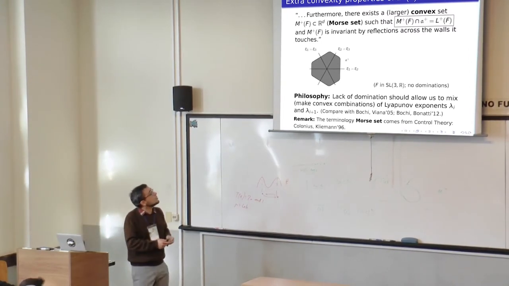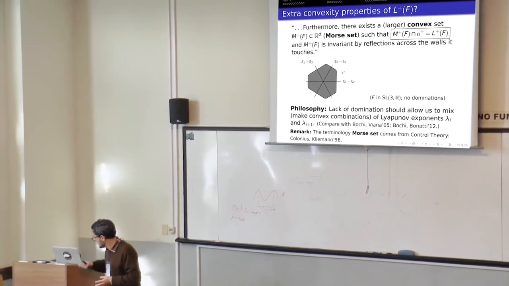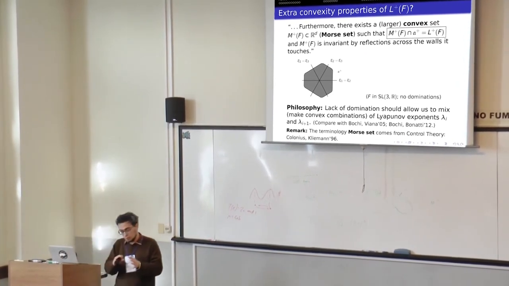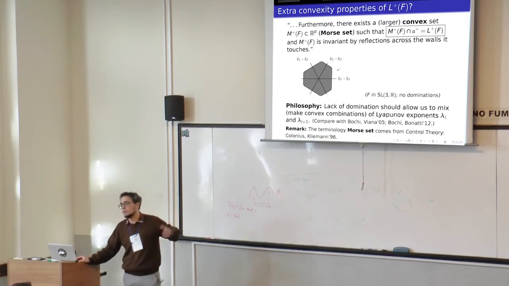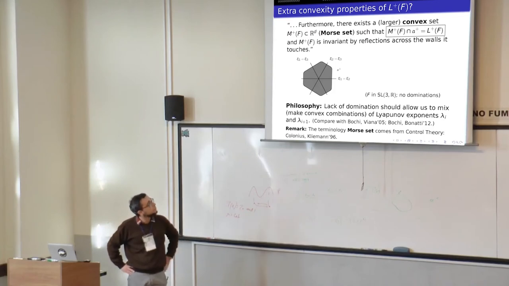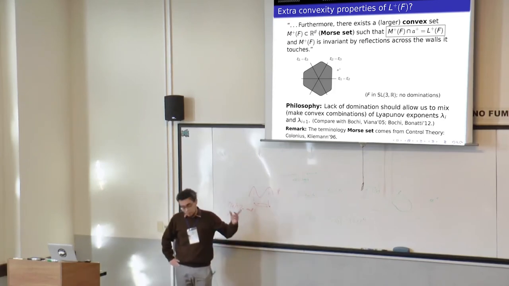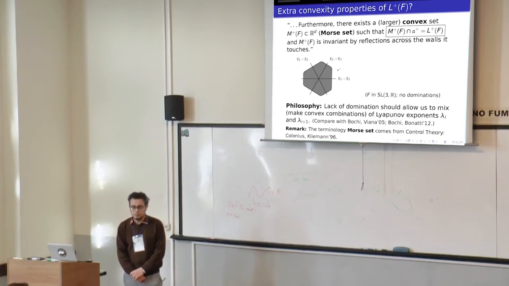And the philosophy, why you should expect this to be true? Basically because if there is some lack of domination, then you must be able to mix the Lyapunov exponents in some way, and the way that this translates to the geometry of the set of Lyapunov exponents is that you get this kind of symmetry. And this terminology, Morse set, comes from some relation with control theory, and that's where the terminology comes from. That's it, thank you.